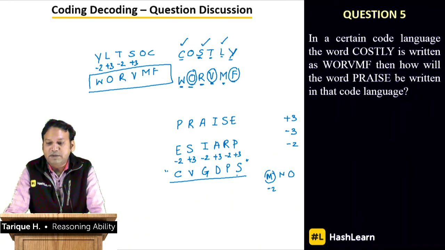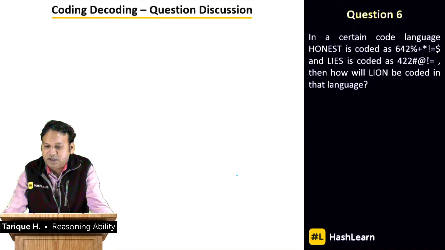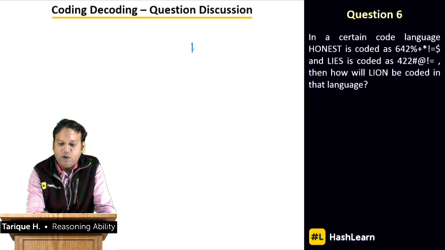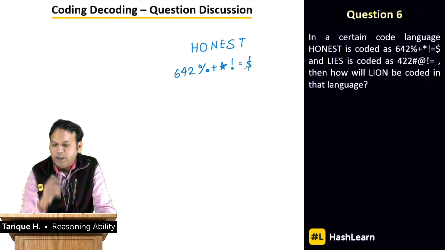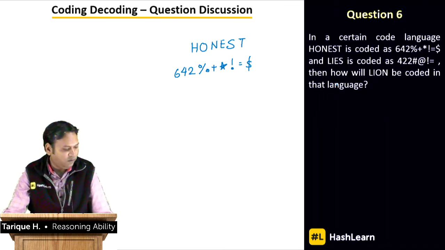Let's move now to the next question, number 6, and see what this question is. Now we have a completely different type of question on the screen for you. In a certain code language, honest is coded as, so we have the word honest, and this word honest is coded as 642% plus star question mark equal to and dollar. And we have one more example here, lies, which is coded as 422 hash at question mark and equal to. Then what will be the code for lion?